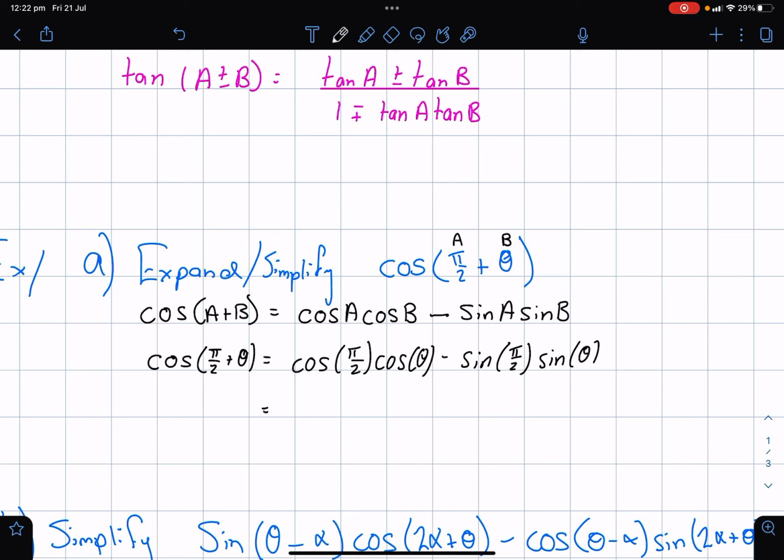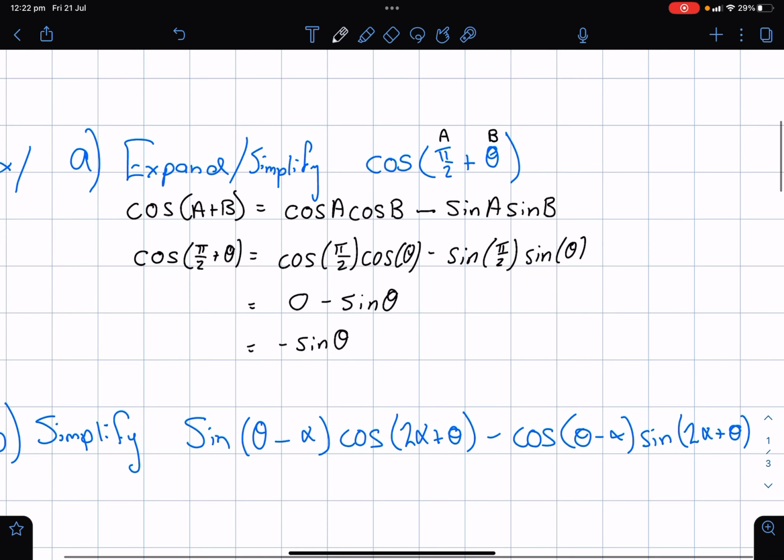So I know cosine of pi on 2 is actually 0, so this term is 0. And sine of pi on 2 is 1, so I've got 1 times sine theta. So overall, this just simplifies to negative sine theta. Pretty cool little simplification there. All right, let's have a look at a different example.